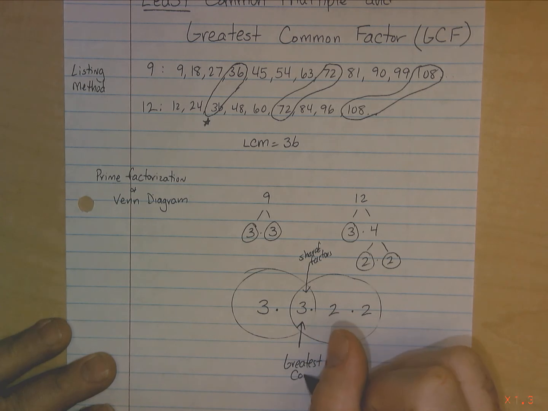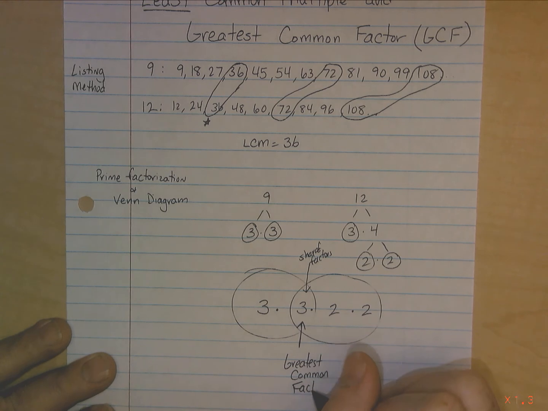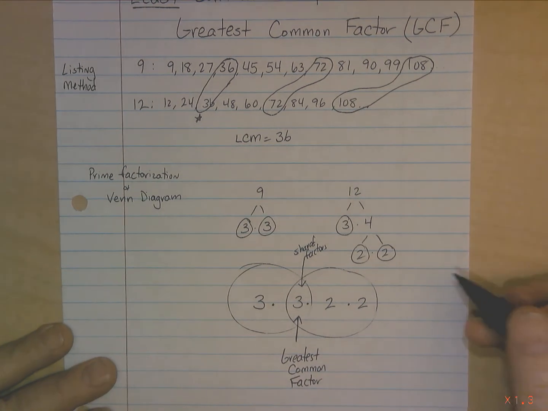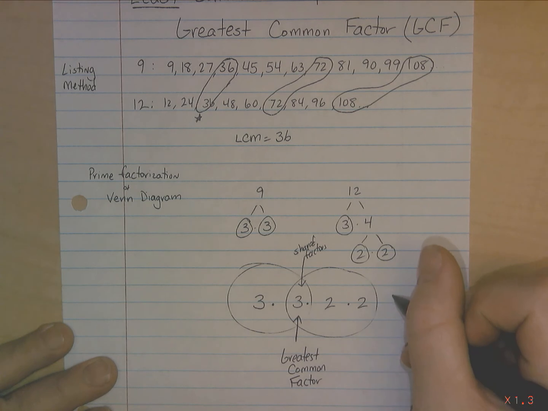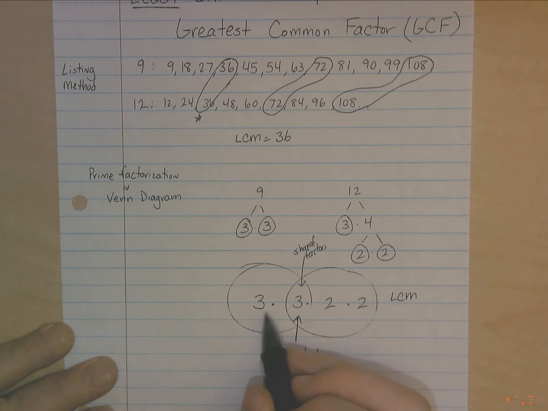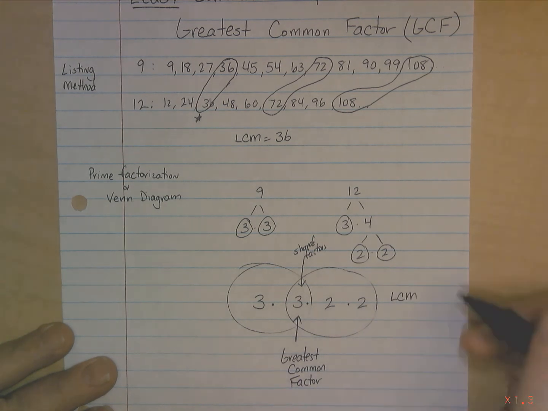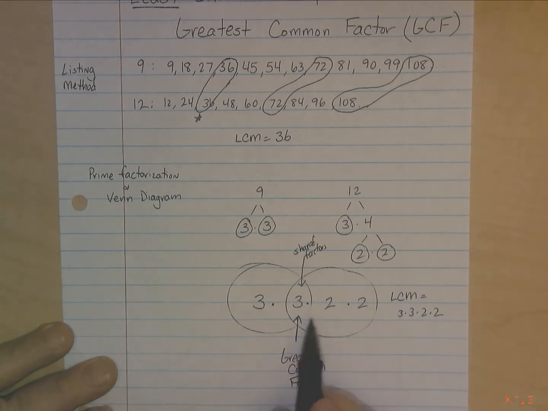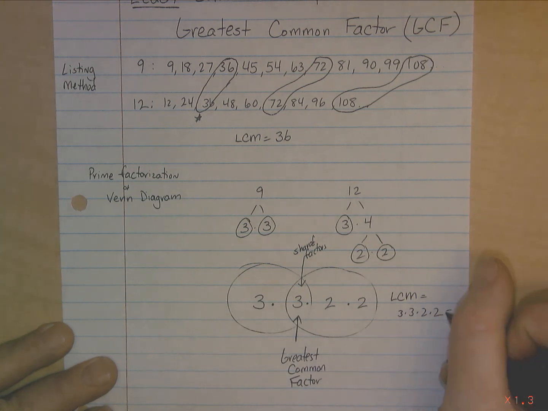Okay, that's the one bird that we're talking about getting rid of, is this bird, the greatest common factor. The least common multiple, which is what we came to find, is going to be all the numbers being multiplied together. So the least common multiple equals 3 times 3 times 2 times 2. So you multiply all of them. 3 times 3 is 9, 9 times 2 is 18, 18 times 2 is 36. So that's going to be your least common multiple.